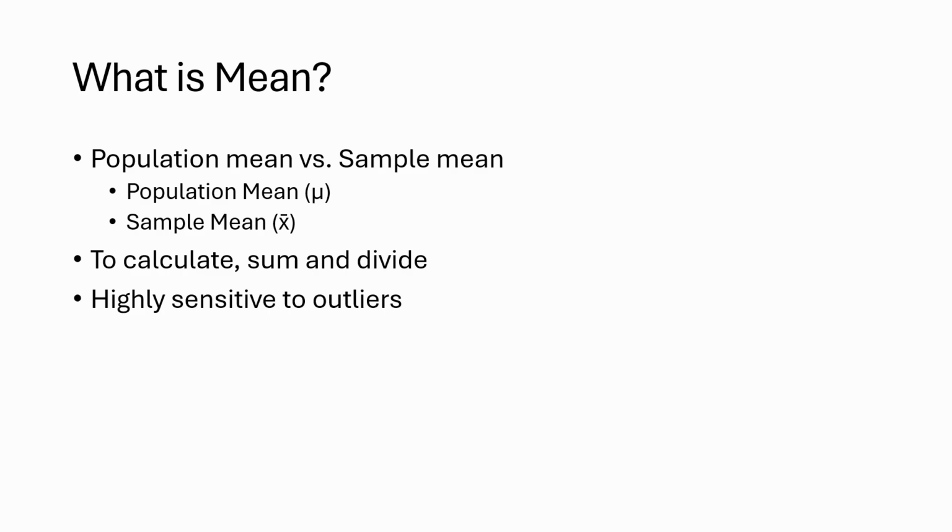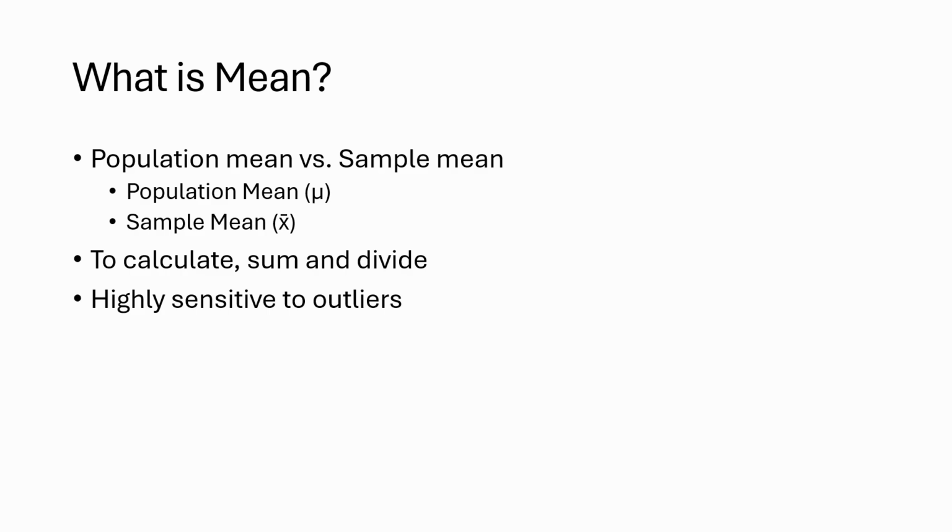Mullen noted that there are two types of mean, the population mean and the sample mean. The population mean is, quote, denoted by mu, while the sample mean is, quote, denoted by x bar. Both of these means are calculated by, quote, summing all the values and dividing by the count of values, and they are both measures of the center of the data sets.